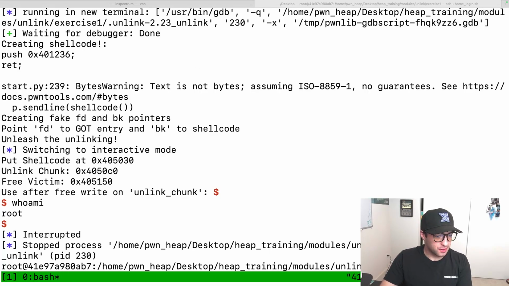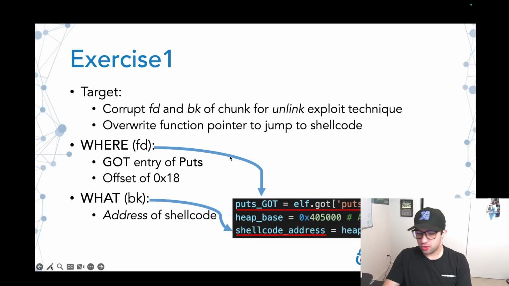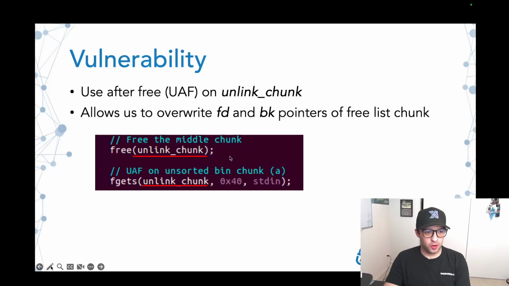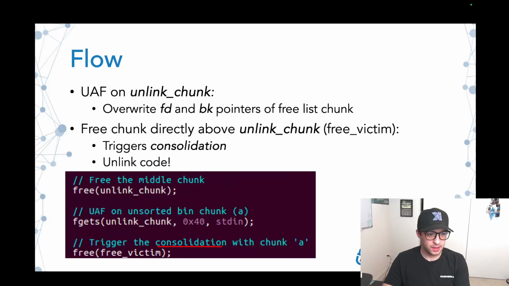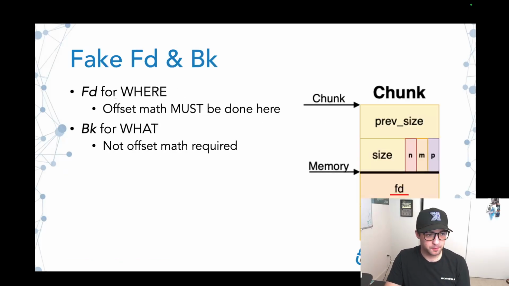So now we're back to the slides to actually show this visually. As we talked about before, the vulnerability is going to be right here. We're going to have the use after free, so we're editing this. Like I said before, the flow is that we have the use after free, and then we free the chunk directly above the unlinked chunk. And this is where the actual consolidation process happens, and that's the cool part about this. So we need the vulnerability to write the pointers and then a way to trigger the consolidation, which is with this free.